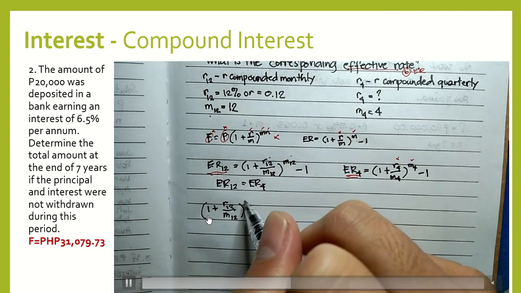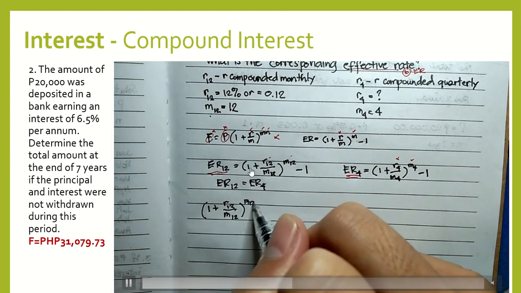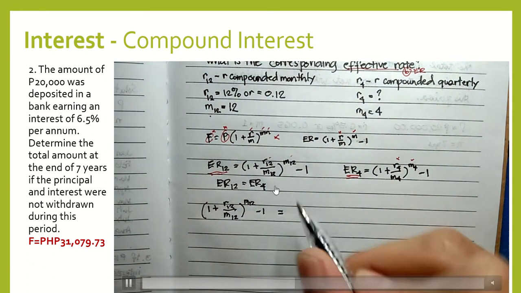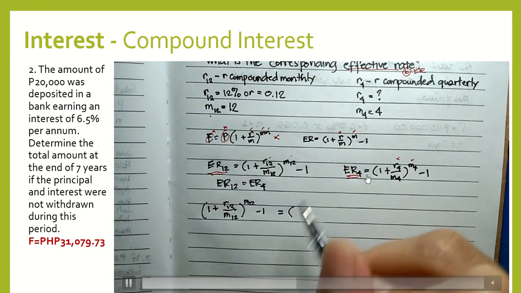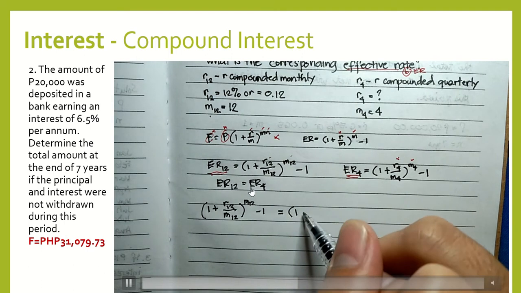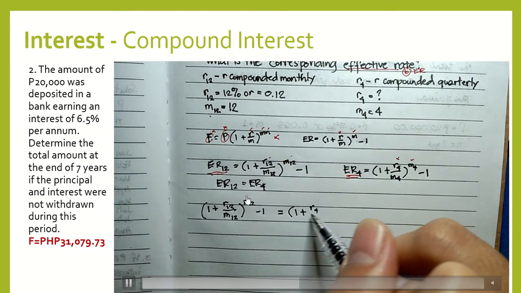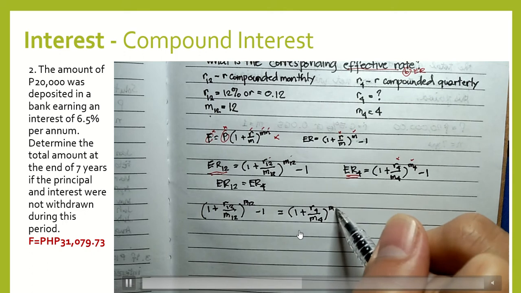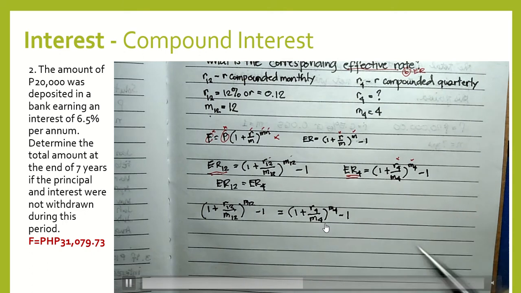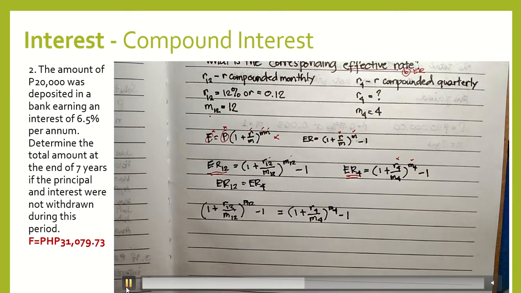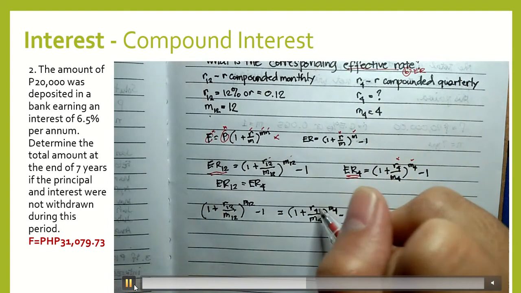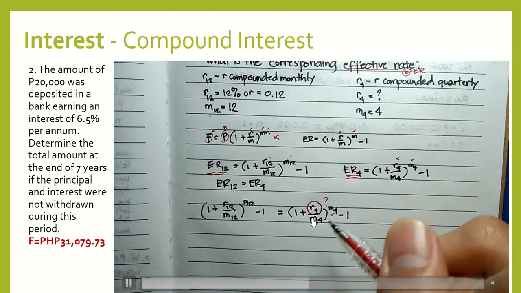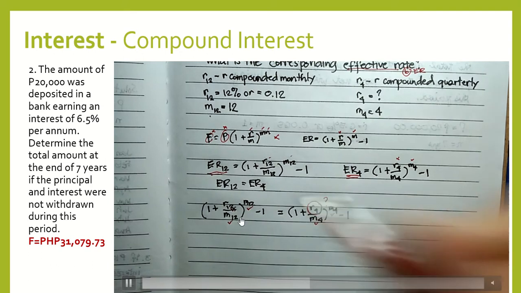So equating both, ER sub 12 is equal to this group here, and ER sub 4 is equal to this one. We will substitute the values of ER sub 12 and ER sub 4. Then we will derive a formula for R sub 4, and that is M sub 4, this one. Again, we are looking for R sub 4. We know these values here.